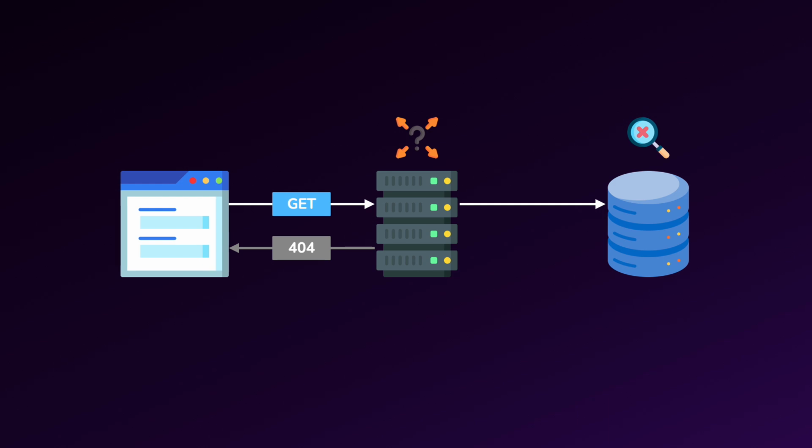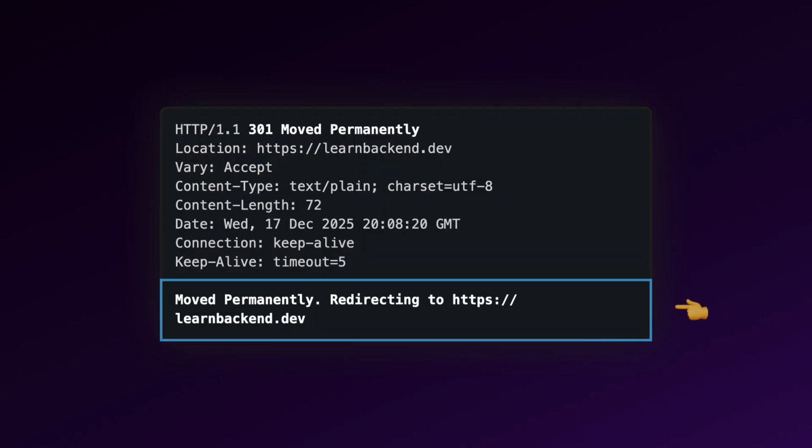It's worth noting that for a resource whose URL or unique identifier is changed, rather than just responding with a 404, the API should instead respond with a 301 moved permanently, indicating its new location to the client.